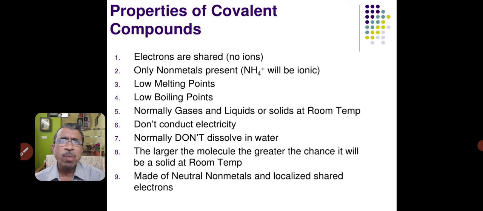Here I have shown some of the properties of covalent compounds, which we have already discussed. The electrons are shared, and only non-metals are present in covalent compounds. They have low melting and boiling points. These covalent compounds are normally gases, liquids or even solids at room temperature. They don't conduct electricity, and normally they don't dissolve in water. The larger the molecule, the greater the chance it will be a solid at room temperature. They are made of neutral nonmetals and localized shared electrons.